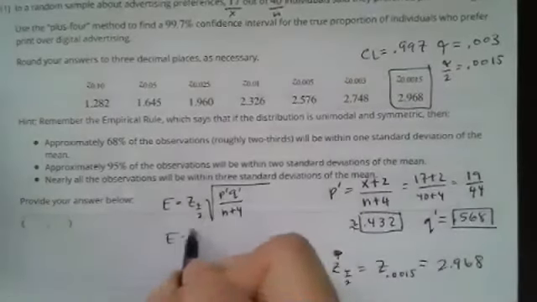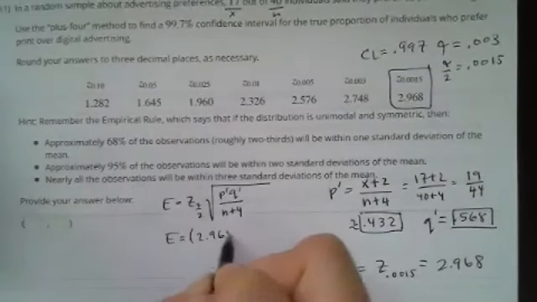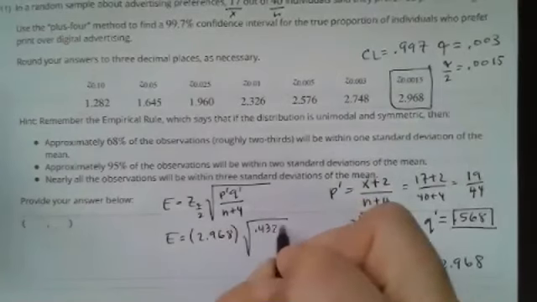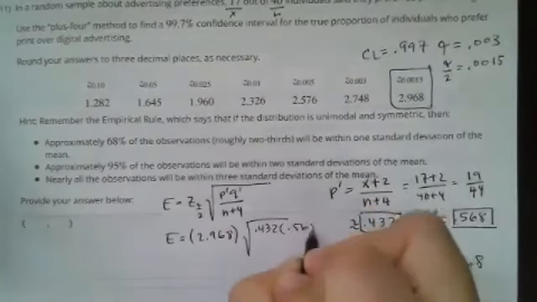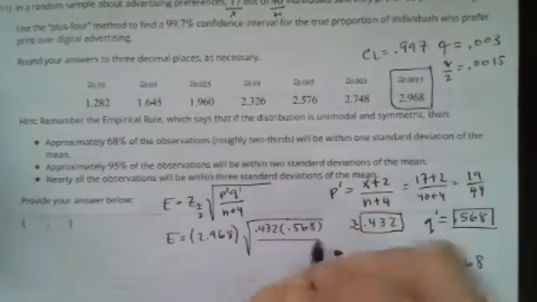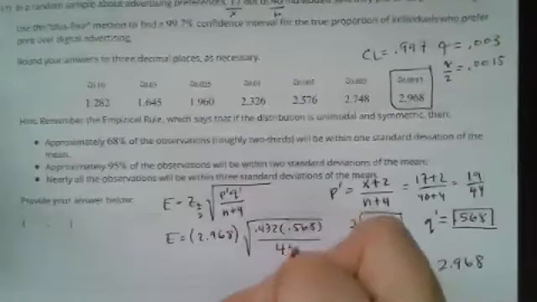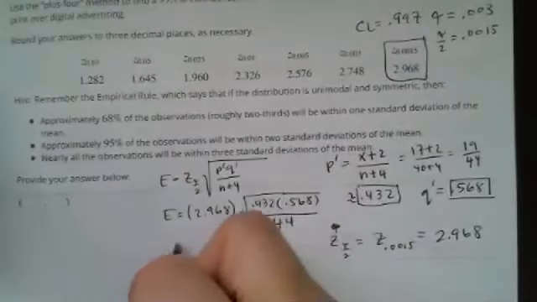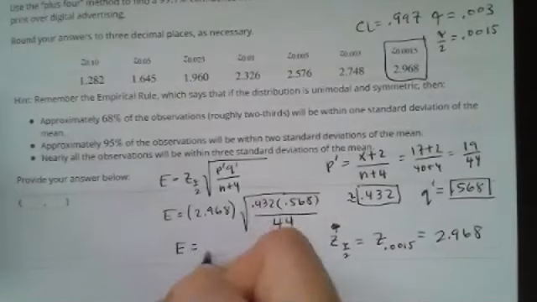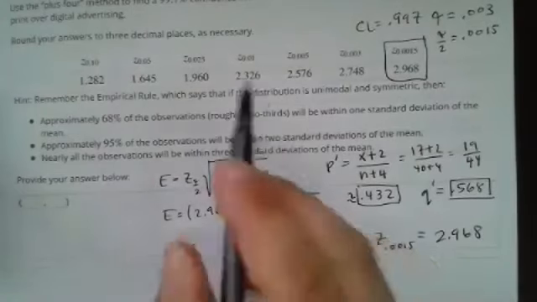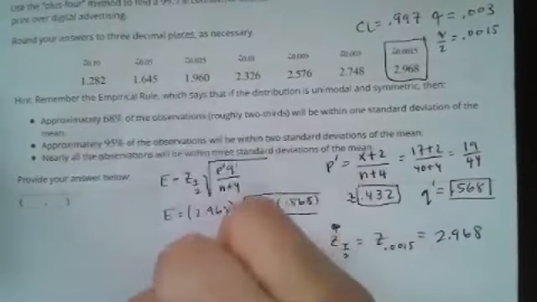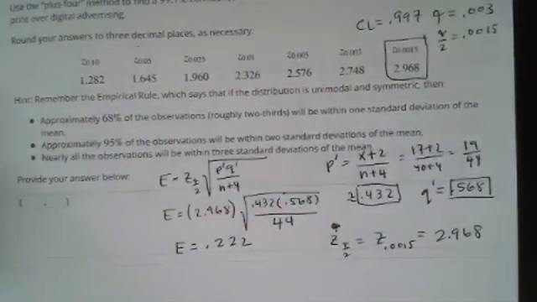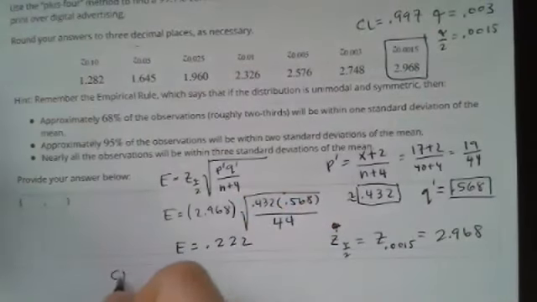Then we just plug it in to find our error. Our error is 2.968 times the square root of 0.432 times 0.568 over n plus 4, which is 44. Plug that in, to three decimal places, and you get 0.222.